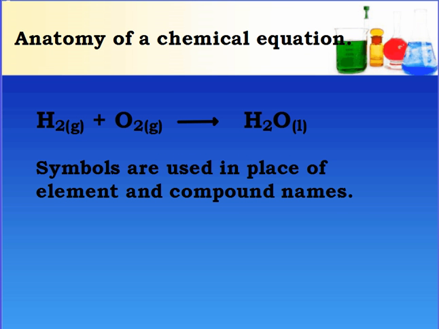The anatomy of a chemical equation. When we write a chemical equation, we use the symbols for elements and compounds. We learned how to do this in our last unit, so I hope that you remember.